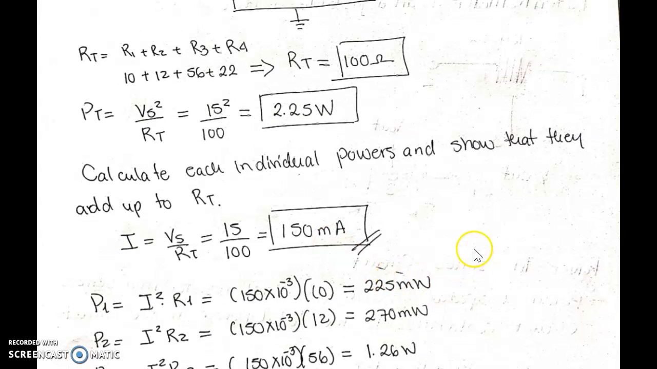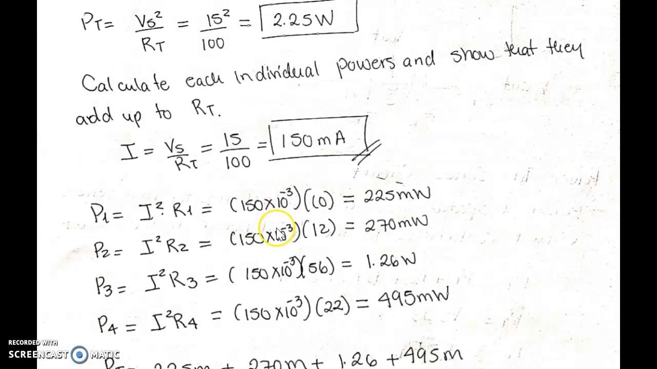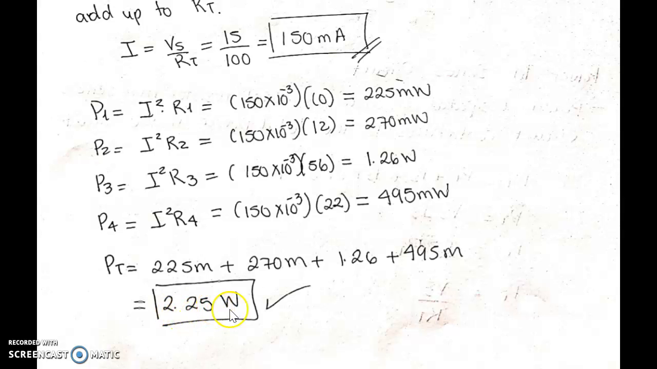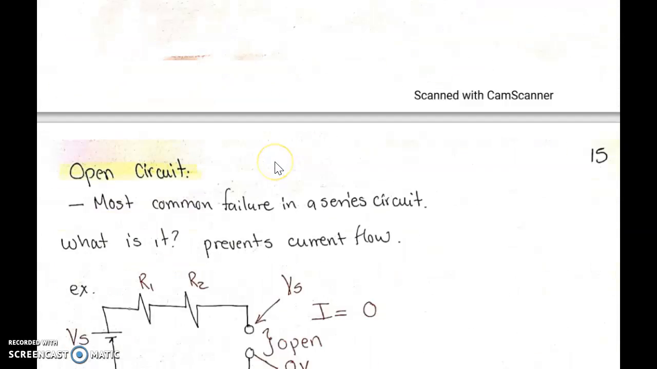Now it says calculate the individual powers and show that they add up. So I have my voltage source at 15 and my R total at 100. So I calculate my I total, or I source, to be 150 milliamps. Now I'm just going to carry that across, changing the value of the resistor according to each value given to me. I'm going to square this, and then find all my different voltages. If I add them, they add up to 2.25 watts, the same as my power source or my power total.